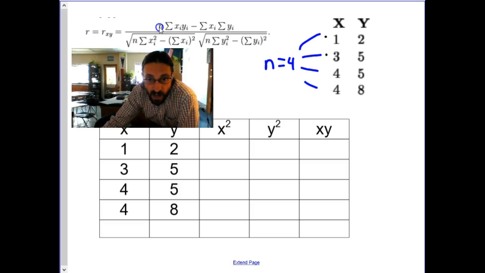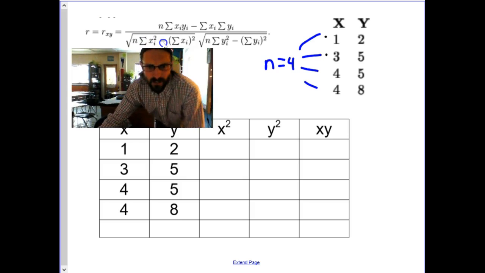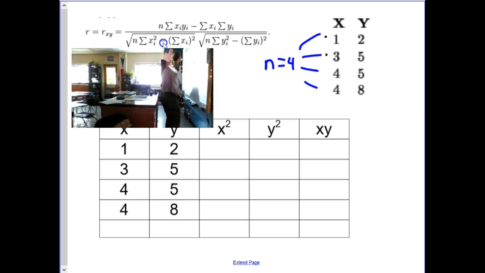The number of values times the sum of the x and y values multiplied together, the sum of the x values multiplied by the sum of the y values, the square root, etc., etc. So we're going to go through this. And yeah, let's just go through it. All right, so the bottom one here.